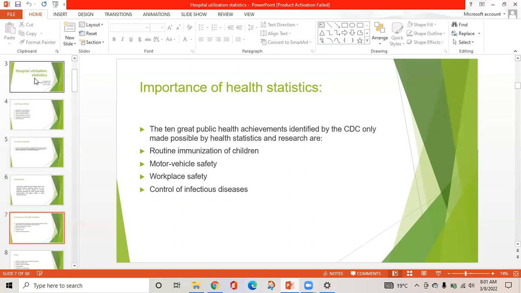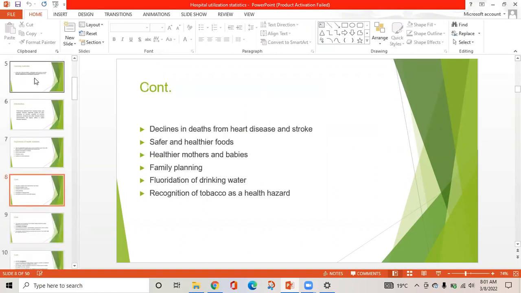Now, importance of hospital statistics. The 10 great public health achievements identified by the CDC, only made possible by health statistics and research, are: first, routine immunization of children; second, motor vehicle safety; third, workplace safety; and fourth, control of infectious diseases. Then there are declines in death from heart disease and stroke, safer and healthier foods, healthier mothers and babies, family planning, fluoridation of drinking water, and recognition of tobacco as a health hazard.